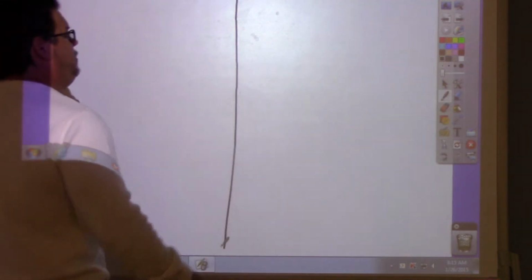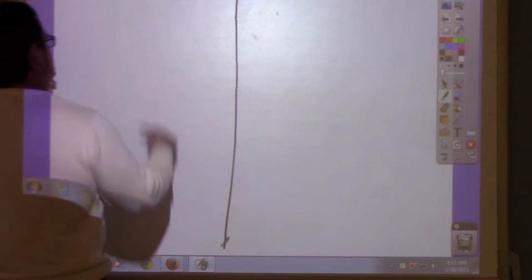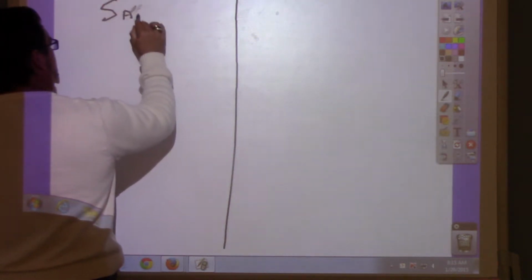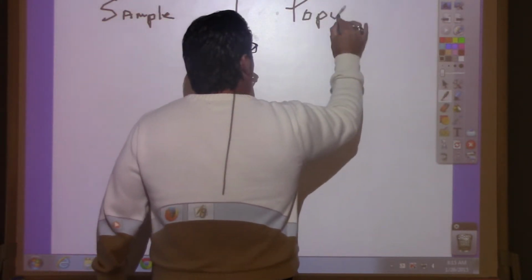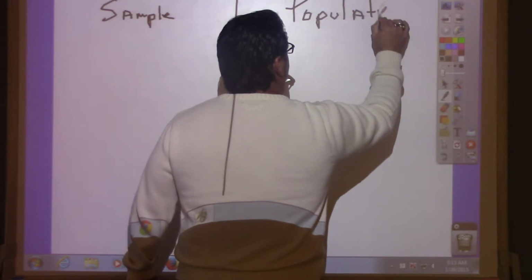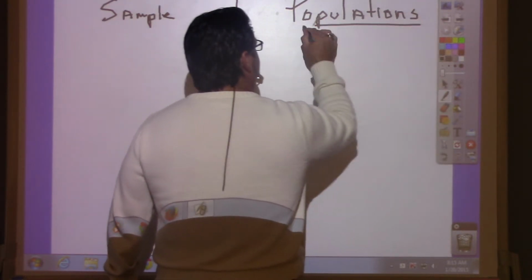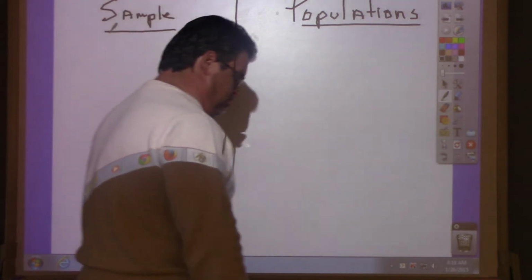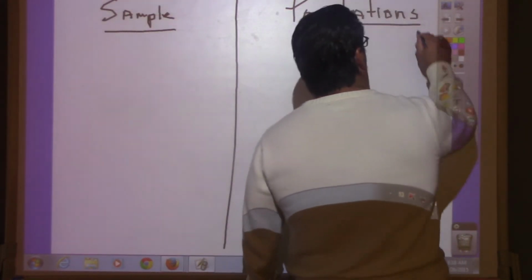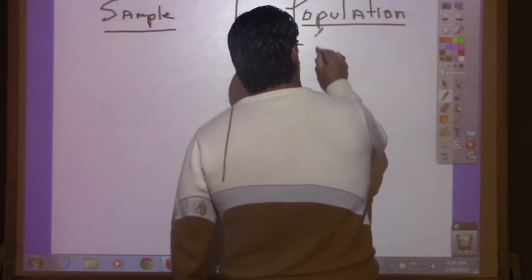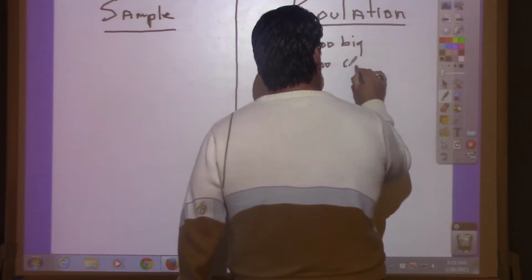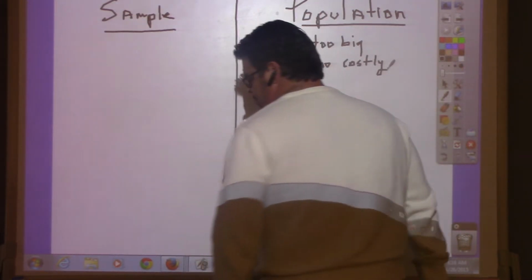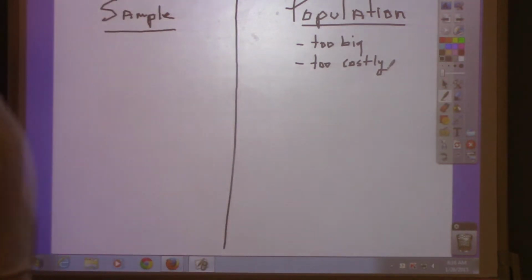In probability and statistics, there's two sets. There is the sample and there is the population. Now, one thing about the population that most of the time rings true is that the population is usually too big for us to worry about. It's usually too big and too costly to do the statistics on or the probability studies or whatever the case may be.